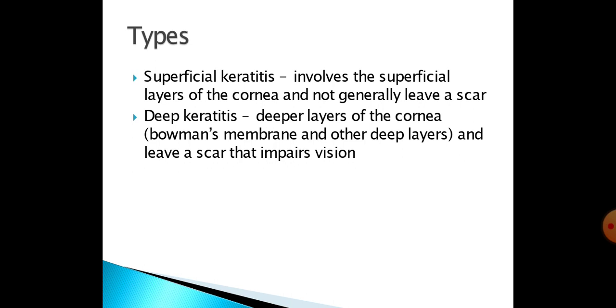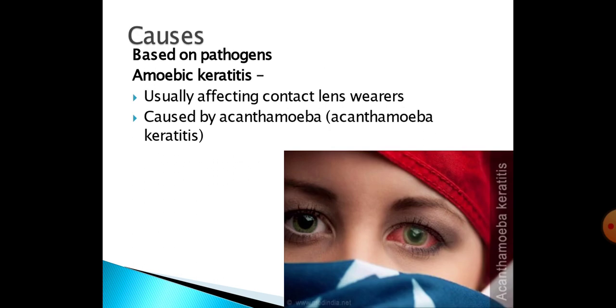Superficial keratitis. This involves the superficial layers of the cornea and generally does not leave any scar. Deep keratitis. This involves the deeper layers of the cornea, that is Bowman's membrane and other layers also. Here it leaves a scar that impairs vision.